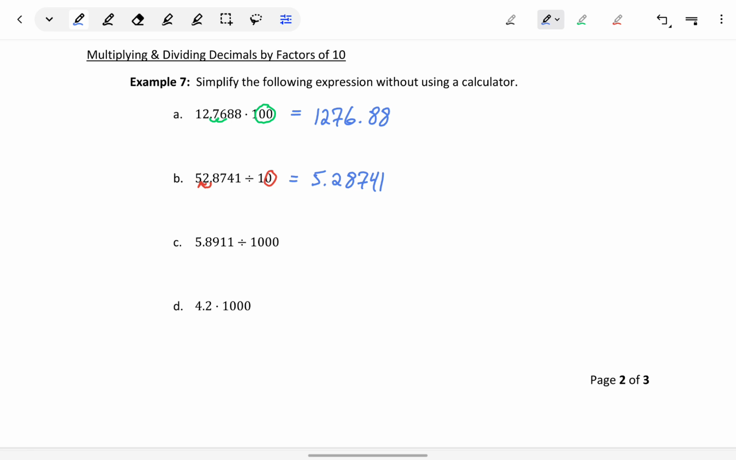So multiplying by factors of 10, the decimal place moves to the right because our number is getting bigger. If we're dividing by factors of 10, that's making the numbers smaller, so we move that decimal place to the left.